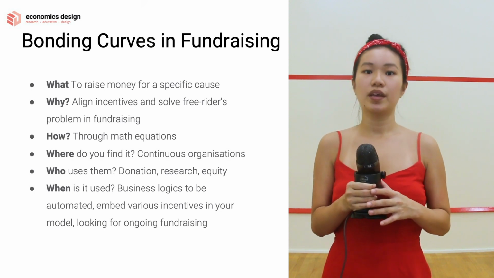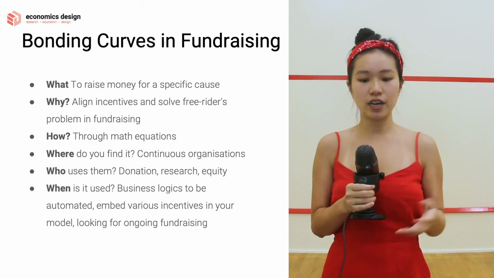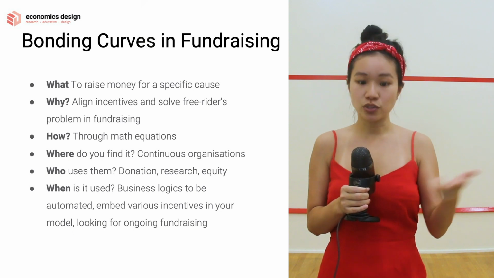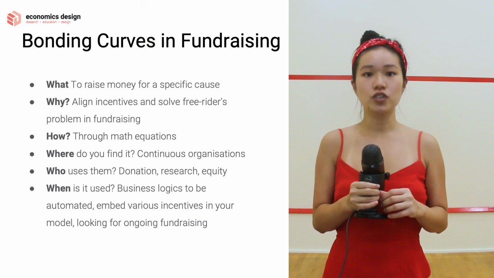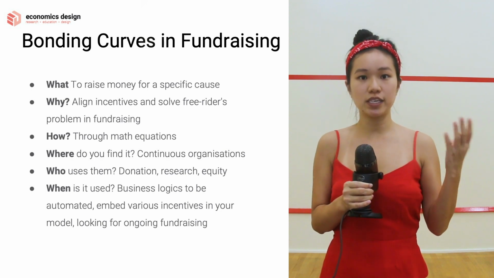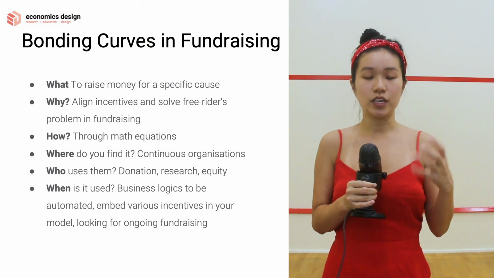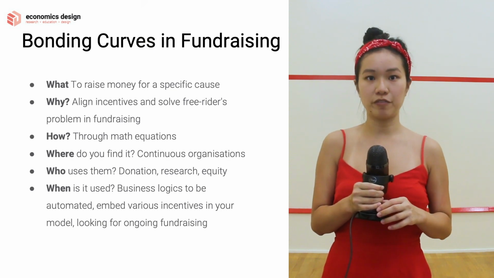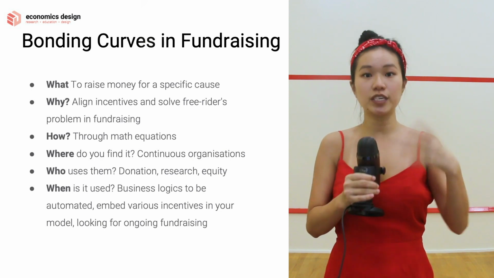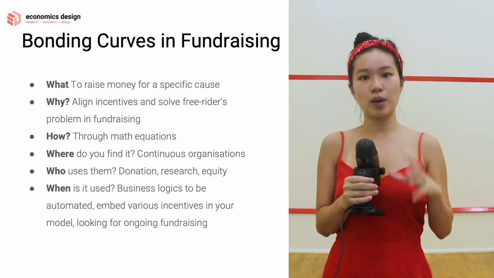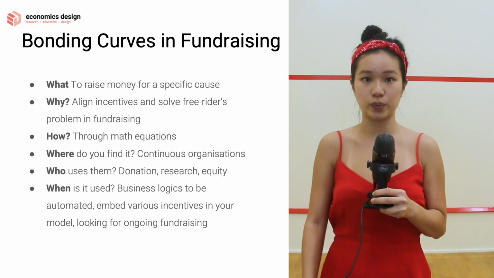Who uses them? You can use them in a lot of different ways. A few ways that I can share right now are equity, research, social causes, donation. When is it used? It's used when business logic can be automated and embedded with different kinds of incentives in your model, and also when you're looking for ongoing fundraising. Because there's ongoing fundraising involved, there's a different type of incentive mechanism in play. And that's why bonding curves in fundraising will be very different from bonding curves in the automated market maker that we talked about last week.